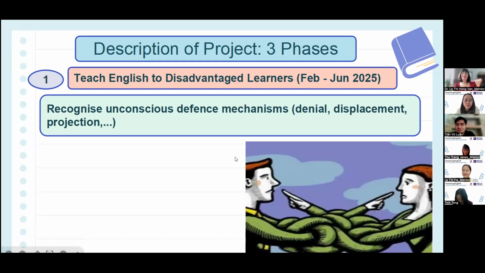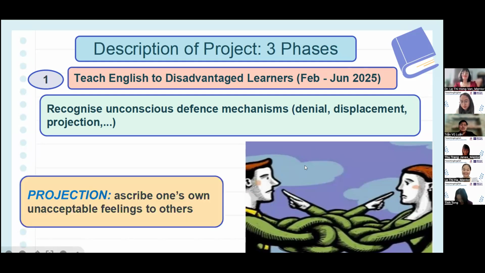Okay, the projection. You ascribe your own unacceptable feelings to others. For example, when you don't like someone, you will think that he or she doesn't like you too. You ascribe your own unacceptable feelings to others.